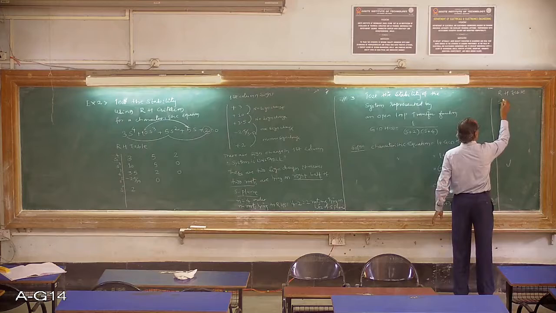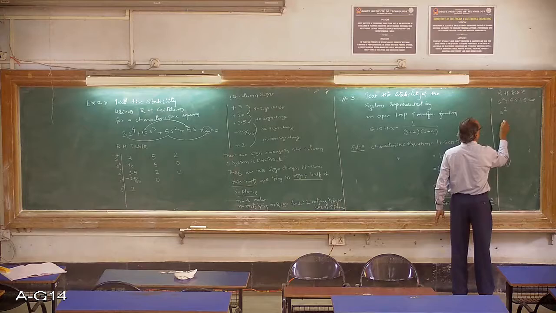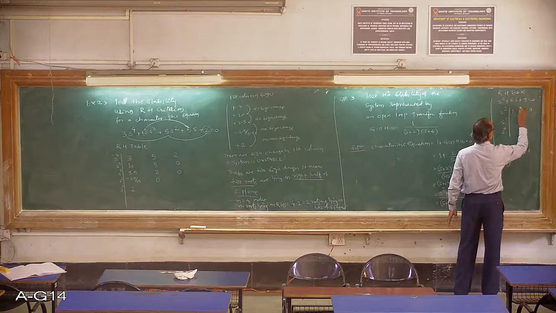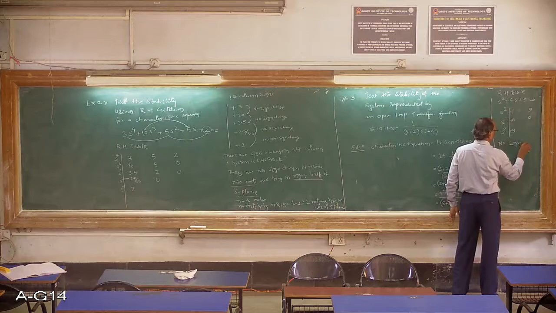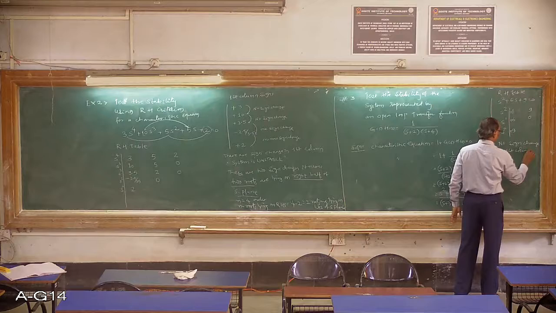So s square plus 6s plus 9: s square, s raised to 1, s raised to 0. The s square coefficient is 1, 9, 6, 0, and the last element is 9. You can see the signs are plus, plus, plus. So no sign change in the first column. Hence, the system is stable.